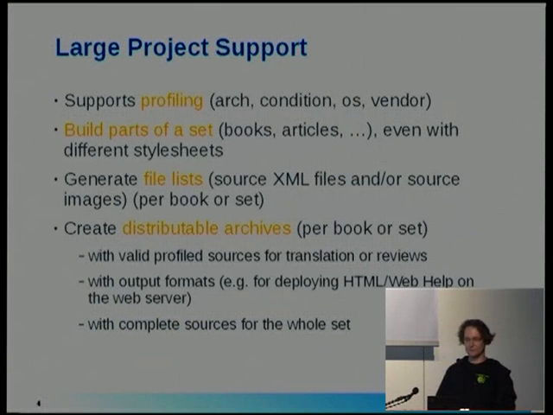It allows you to easily manage your stuff because you can generate file lists of source XML files or source images, and you can do that either per book or for a large set. And what's more, you can create distributable archives, for instance, HTML archives for deploying them on a web server. You can easily build profiled source archives that you can ship for translations, for instance. And what's important, all these profiled source archives, of course, validate.